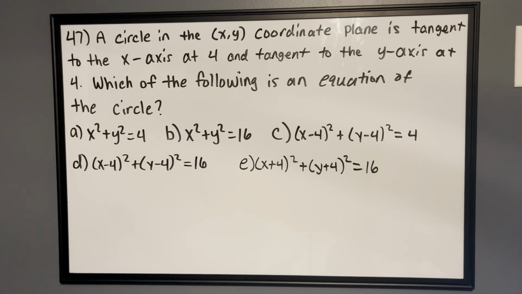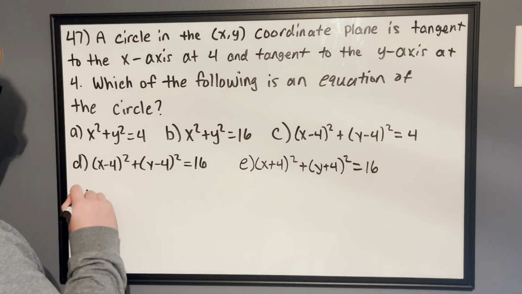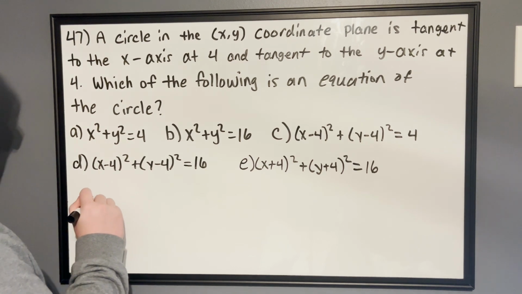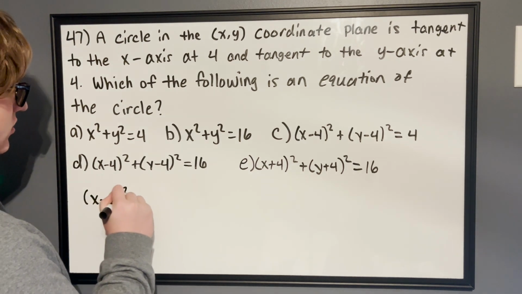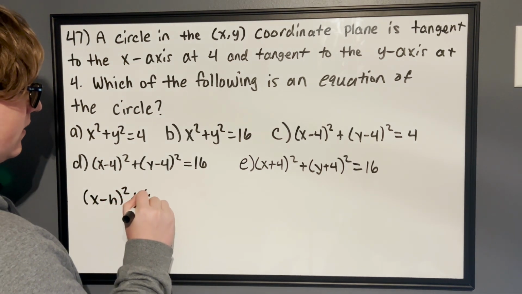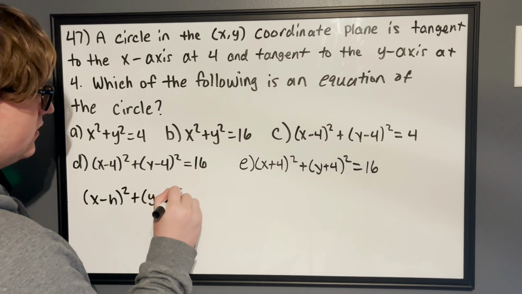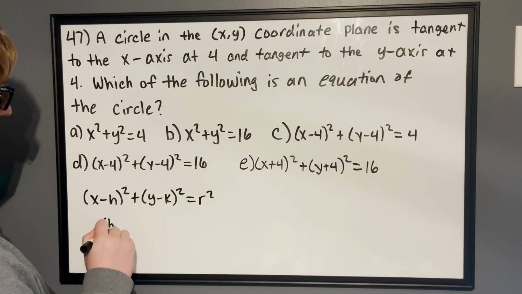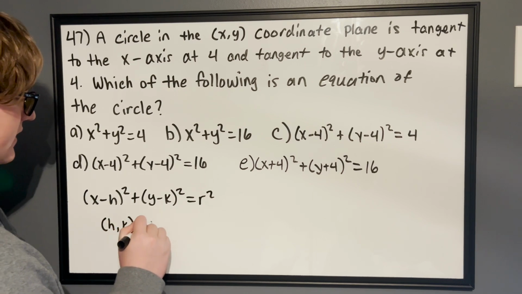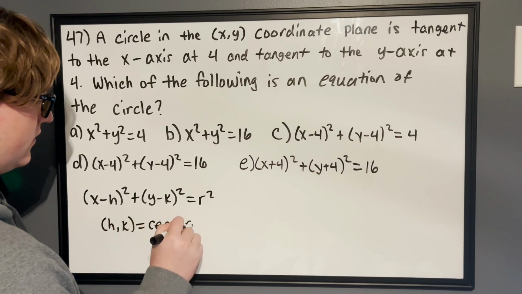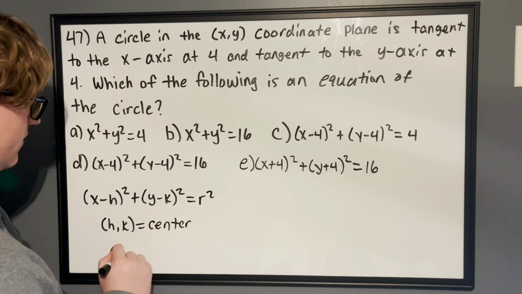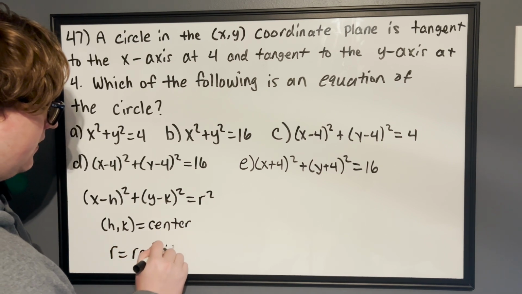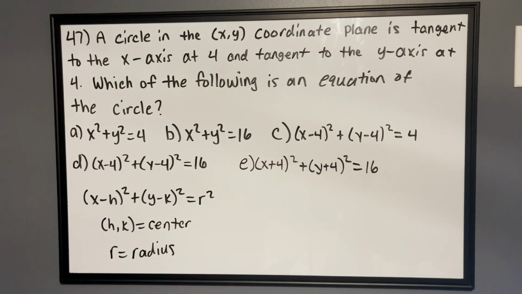Well, first let's remember what the equation of a circle is. So we are going to write that down. We have the quantity x minus h squared plus the quantity y minus k squared equals the radius squared, where the point (h, k) is the center of the circle and r equals the radius. So this is the equation of the circle.